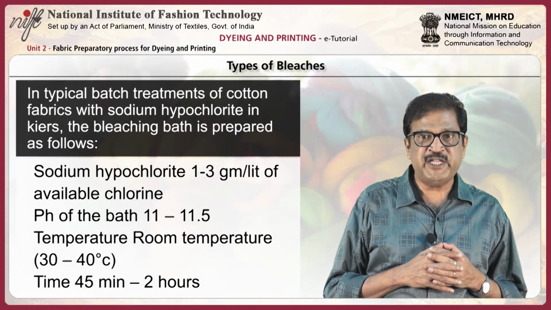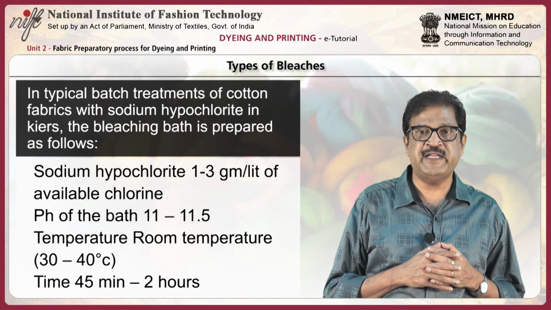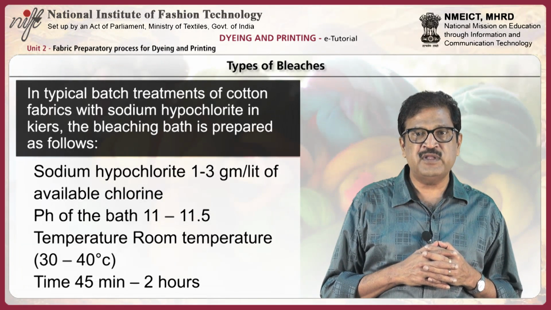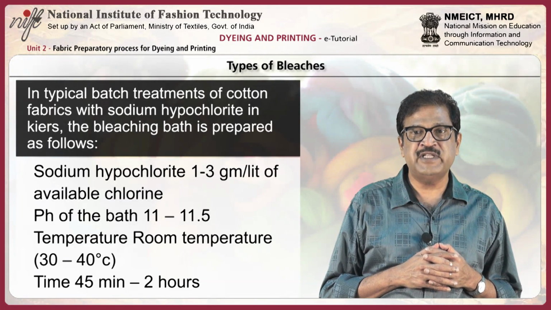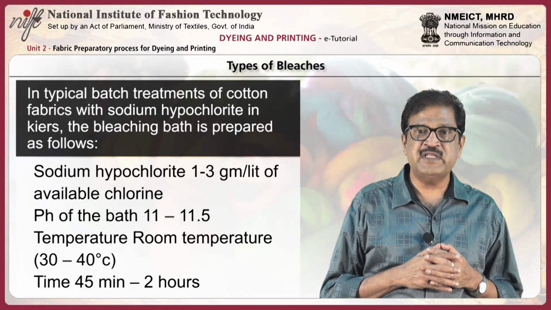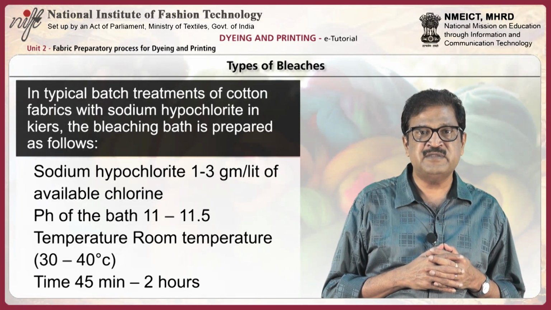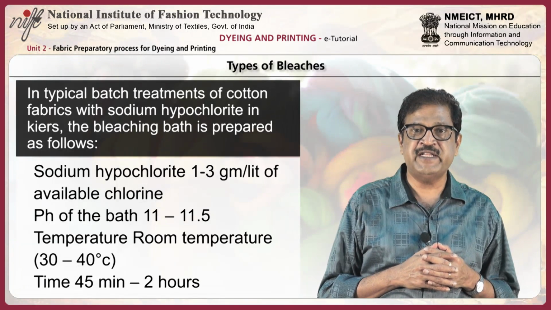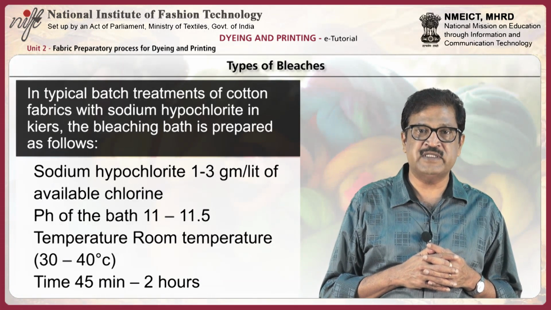In typical batch treatments of cotton fabric with sodium hypochlorite in gears, the bleaching bath is prepared as follows. Sodium hypochlorite 1 to 3 grams per liter of available chlorine. The pH of the bath is to be maintained between 11 to 11.5. The temperature is maintained between 30 to 40 degrees centigrade. The time duration is 45 minutes to 2 hours.